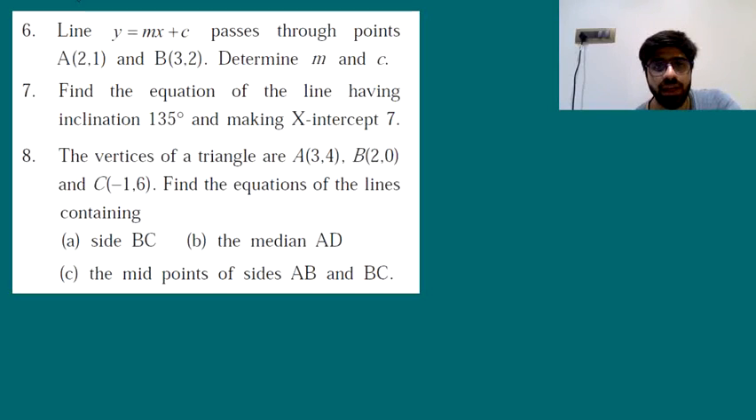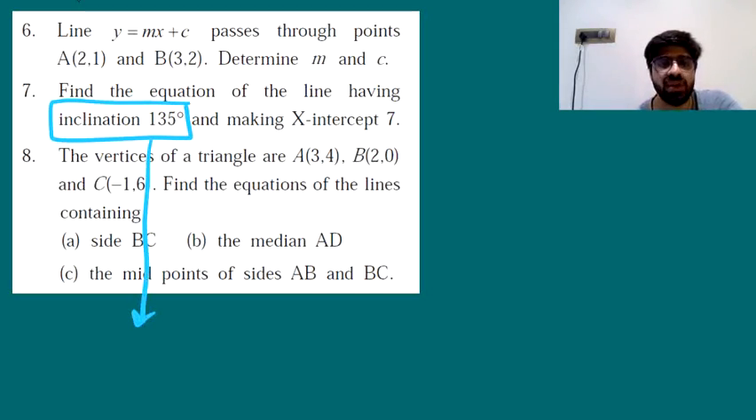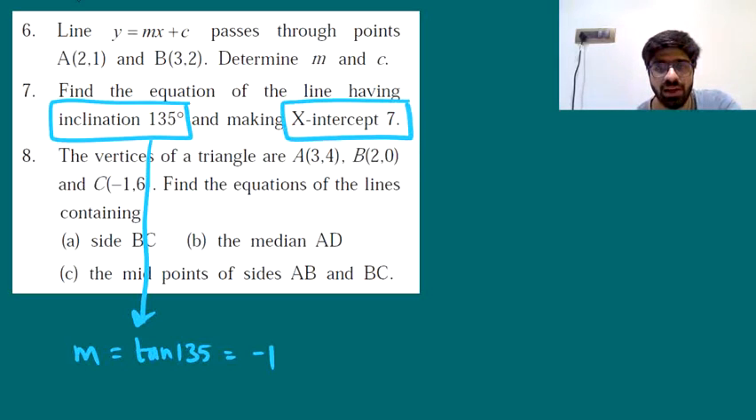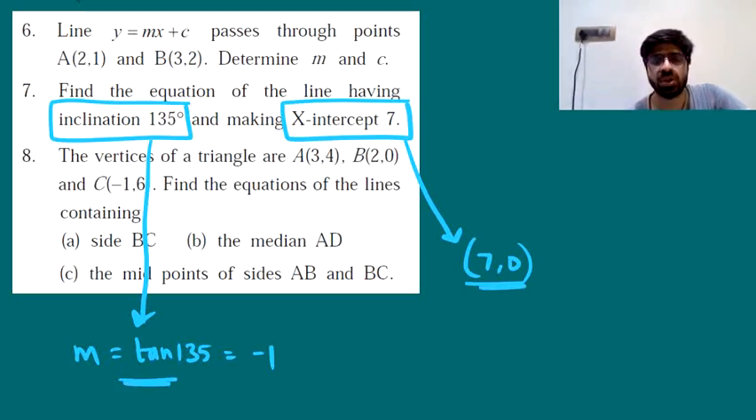Find the equation of the line which is having an inclination of 135. See, inclination of 135 means that slope will be tan of 135, and that will be tan of 180 minus 45, which is tan of minus 45, which is minus 1. So we know the slope. They have said that the x-intercept is 7. Now x-intercept is 7 means the line is passing through 7, 0. Okay, we know a point through which the line passes. We know the slope of the line.